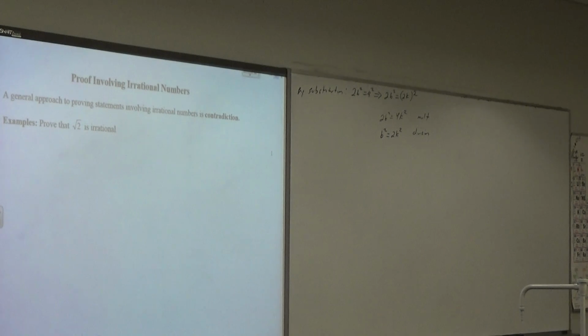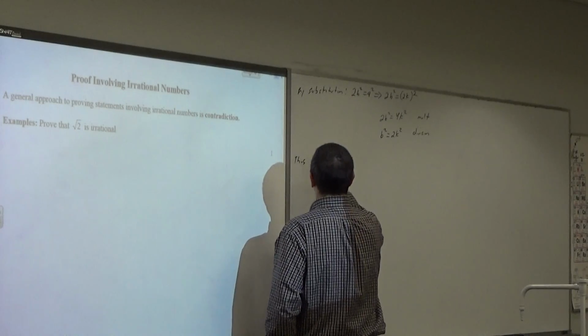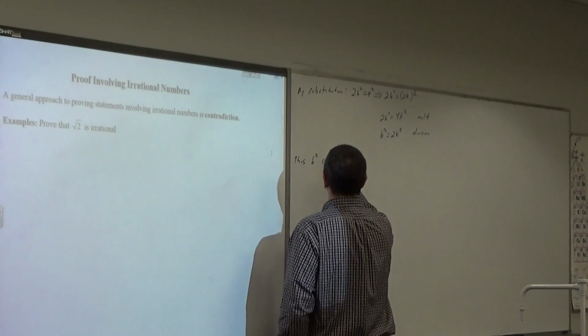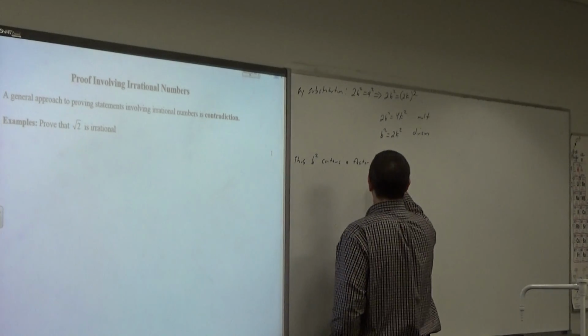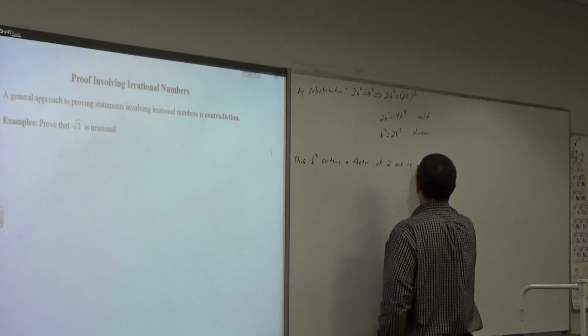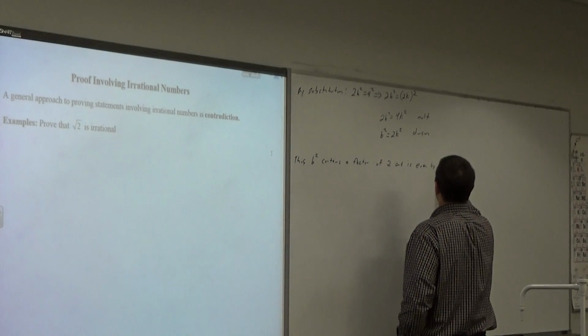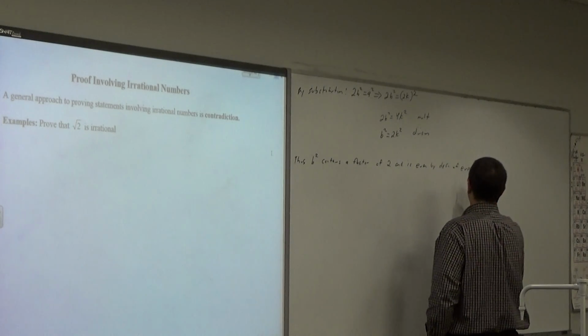All right. So what can we say about b squared, if anything? That it's even, okay? So thus b squared contains a factor of 2, and is even by definition of even. Okay, well that's nice.